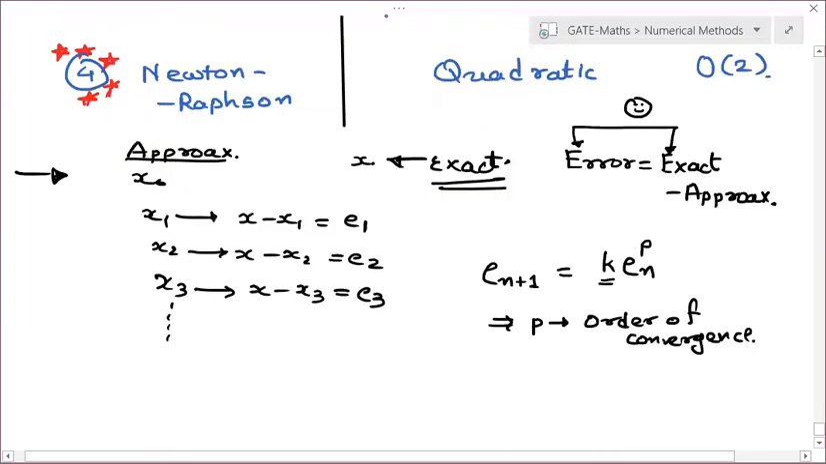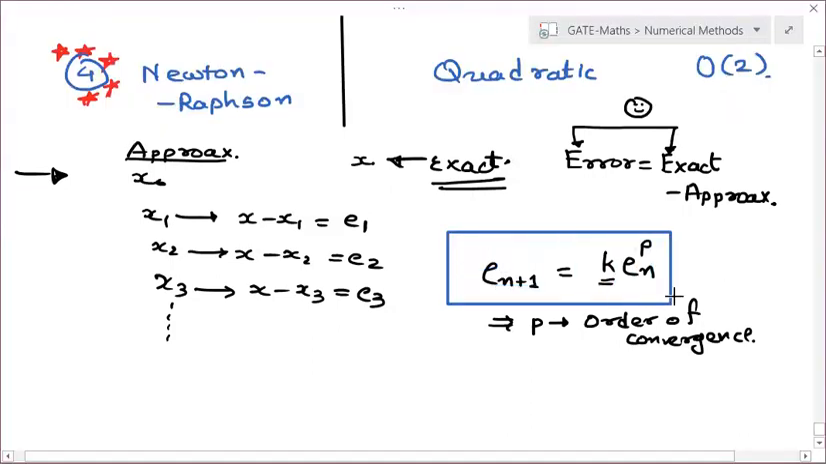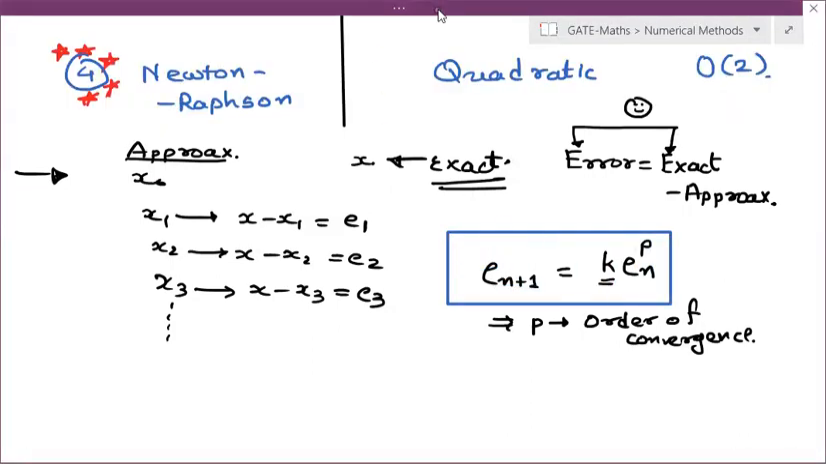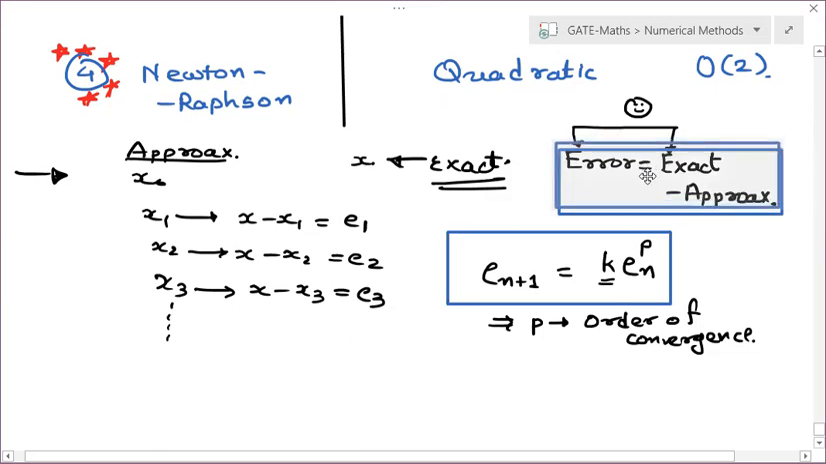Is it clear now? So now I have explained to you what order of convergence is as well, right? This is not important from the GATE point of view, but what is important from the GATE point of view is that error equals exact minus approx. Is it clear now? Okay. Please give me some response.